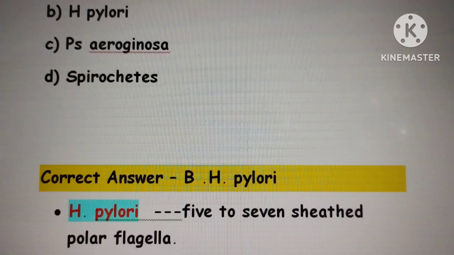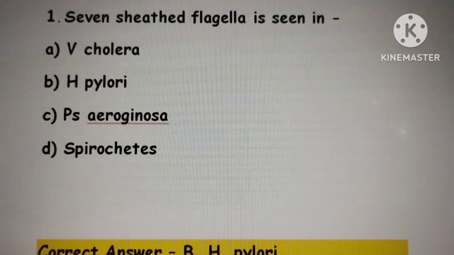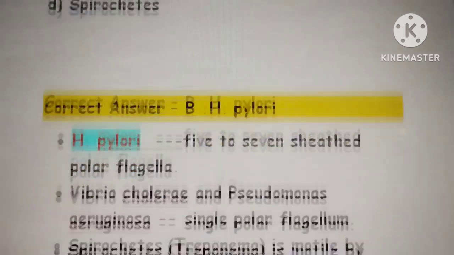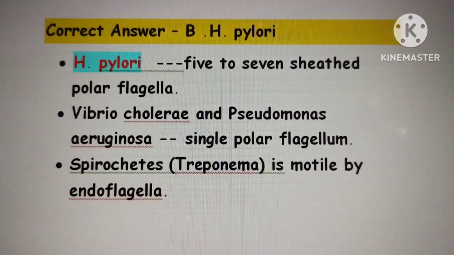That's the first point. It will be having about 5 to 7 sheath polar flagellum, whereas Vibrio cholerae and Pseudomonas will be having a single polar flagellum. Spirochetes will be having an endoflagellum. So just remember, among the options, Vibrio and Pseudomonas have a single polar flagellum, H. pylori has 7-sheath flagellum, and spirochetes have an endoflagellum. Okay, so these are the explanations.